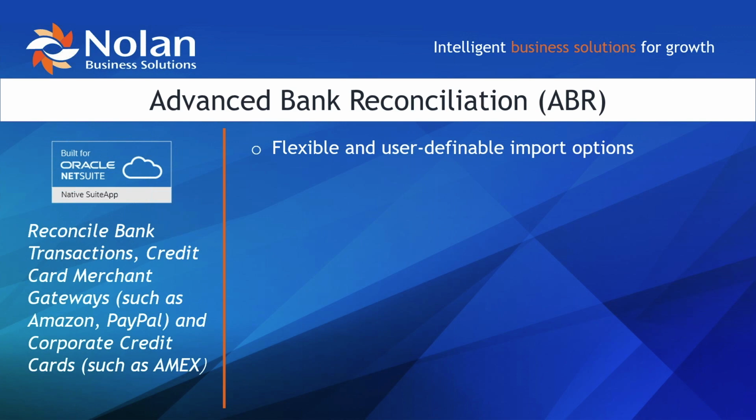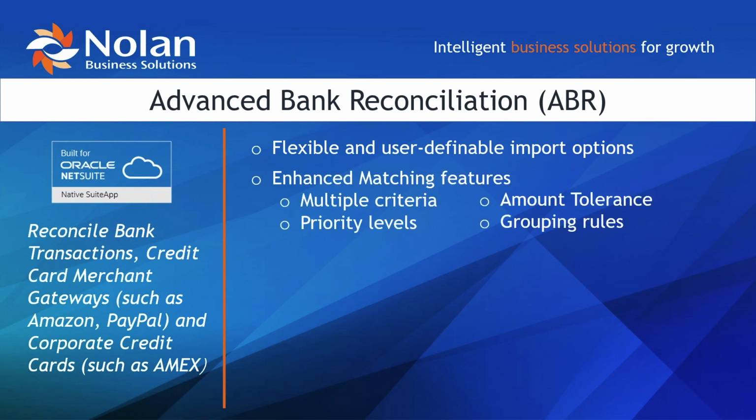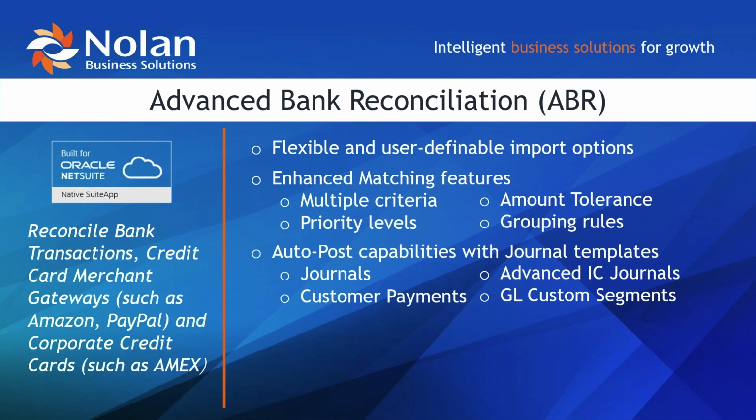Starting with the import of your bank data, Nolan ABR has flexible and user-definable import options, including the ability to automatically upload your transactions directly from your bank. Some of our enhanced auto match features include support for multiple and combined matching criteria, priority levels, amount tolerance, and grouping rules. If you're looking for ways to auto post recurring type transactions such as bank fees, automated fund transfers, or even auto post of customer payments debited directly to your bank account, Nolan ABR can support this using journal templates.